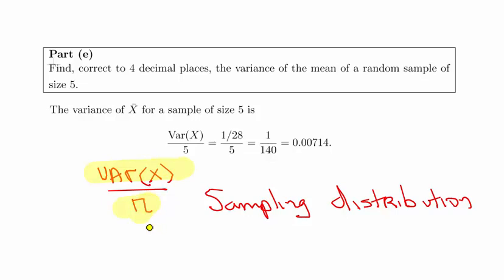And so the variance is 1 over 28. That's something we found in the first part of this video, deduced in part B. This is part E. The sample size is 5, so 1 over 28 divided by 5 is 1 over 140, and that is our value there. So that's it. We'll leave it there.